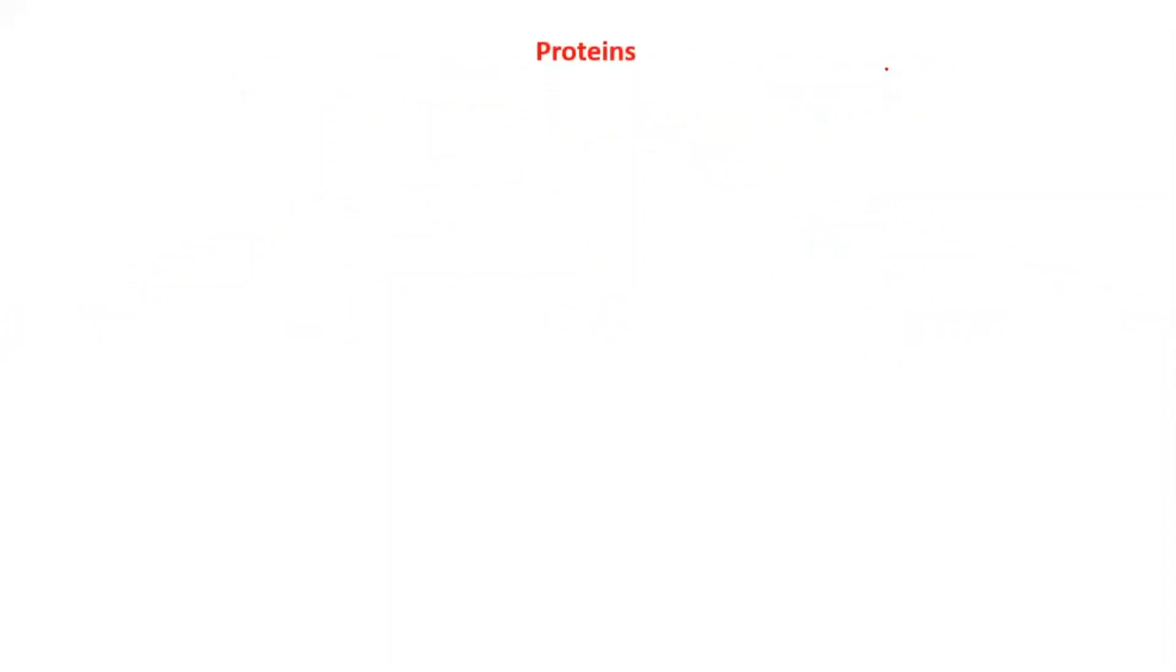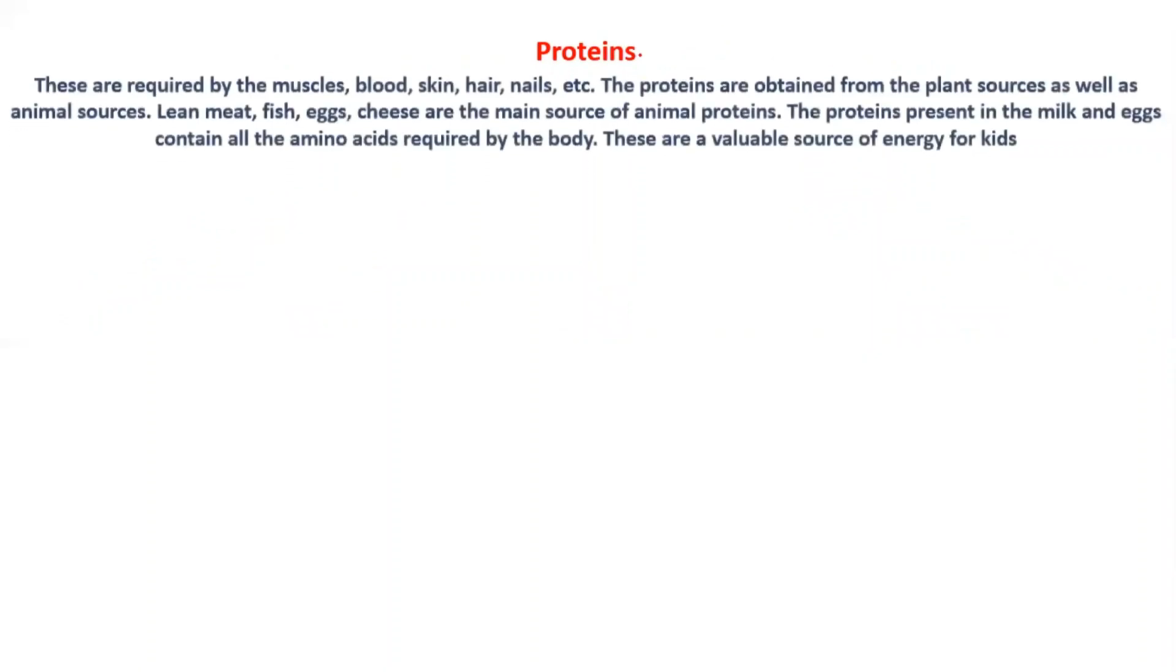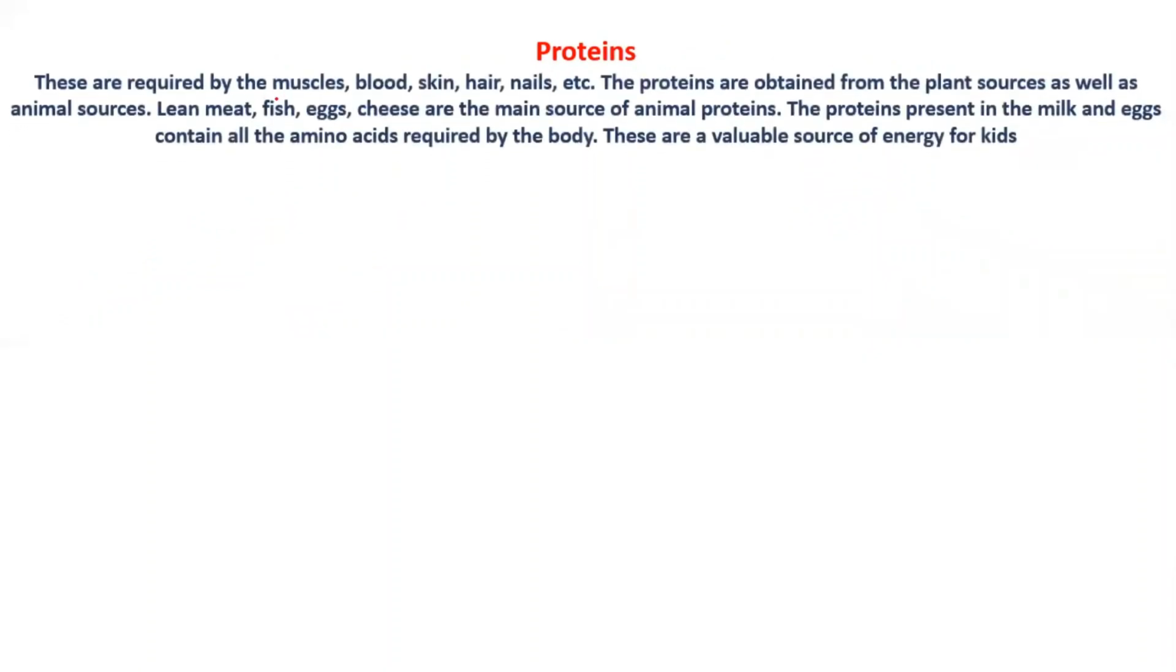Let's discuss proteins. These are required by the muscles, blood, skin, hair, nails, etc. The proteins are obtained from plant sources as well as animal sources. So proteins we can get from plants as well as animals.